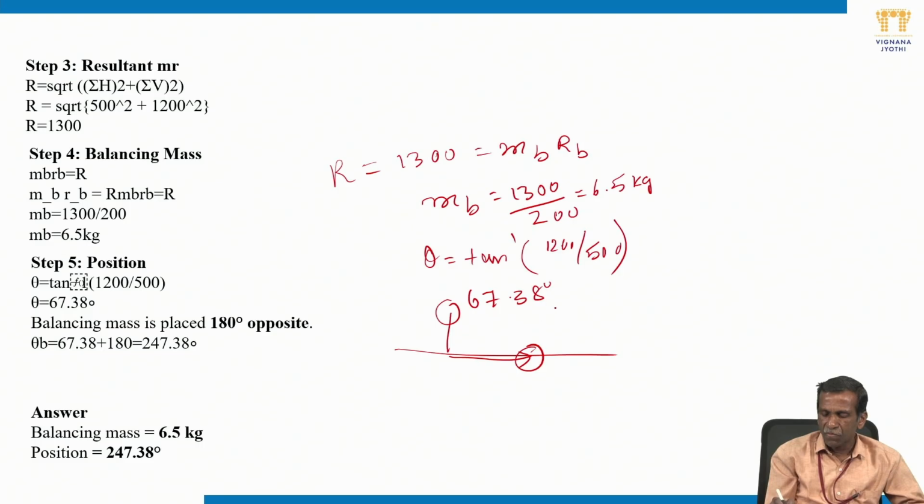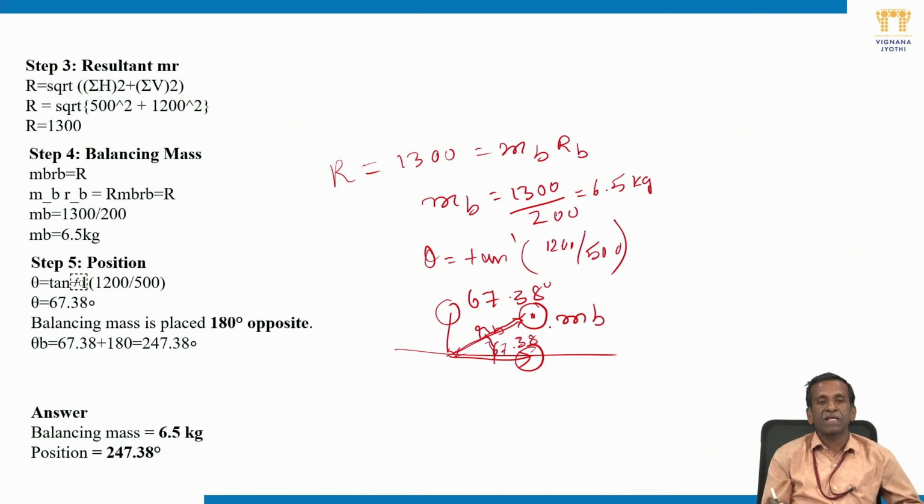And 67.38 means you are going to use the balancing mass in this direction. That is MB, and this is RB, the distance from the center, that is the radius of rotation. So at this location you have to attach the mass, at 67.38. Then it could be balanced, because the analytical method you can solve directly like this.